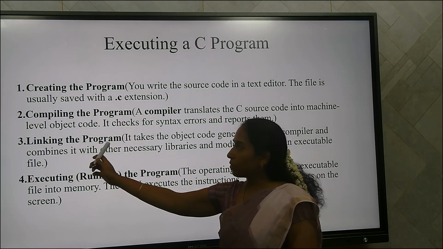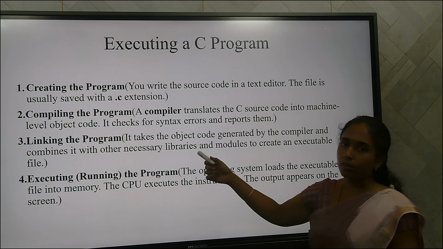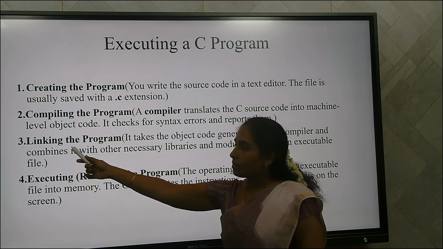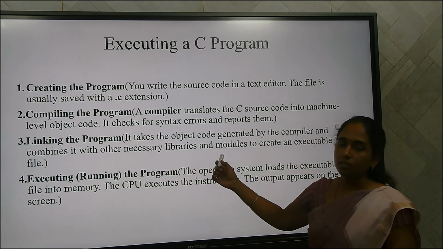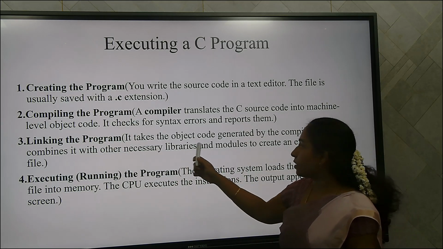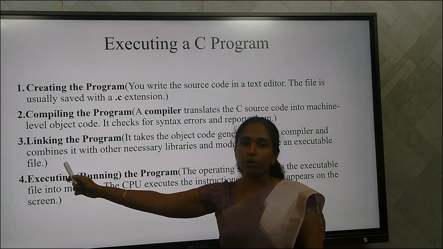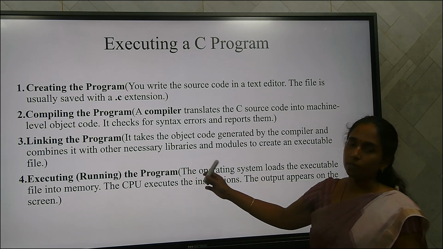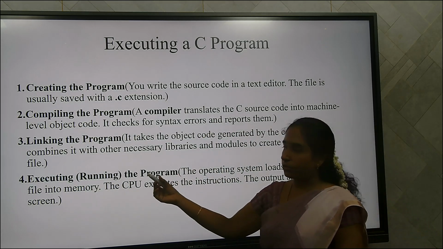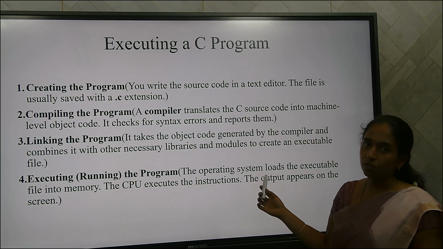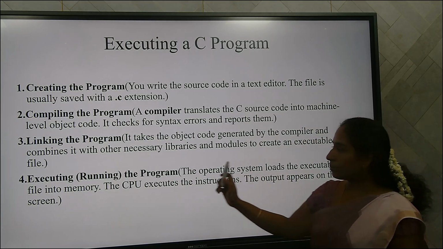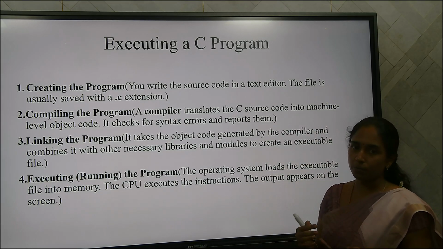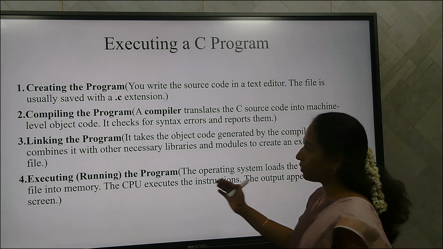Our third step focuses on linking the program. Once the program gets compiled, it gets converted to object code, right? The next process is that our linker will link that object code with the C library functions. Then it gets converted to an executable format, which means .exe extension. And finally, our fourth step is executing the program. When the program gets converted to .exe extension, it is ready for the running process. Our operating system will load that executable file into the memory and the CPU will read those instructions and then process our program and give the desired result on our screen.